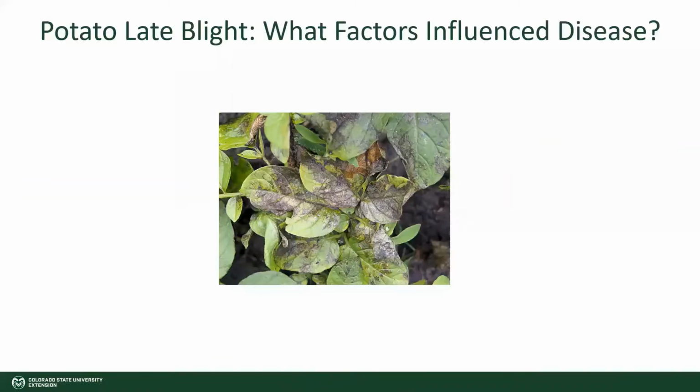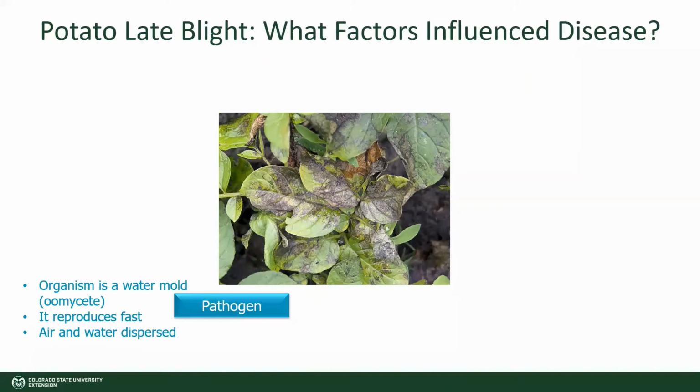So what factors influenced this disease? Why was there such a big disease and such a big impact, wiping out the entire field? That's what we're going to talk about. The first factor that influences disease is the pathogen. So we have an organism that is what we call a water mold or an oomycete. It's not a fungal pathogen, it is an oomycete that reproduces very fast by what we call zoospores. Those zoospores reproduce very fast in the water, and they are either air or water dispersed. So within a week, you could have millions and trillions of zoospores that could be infecting every single field.